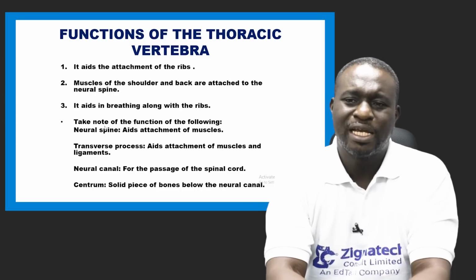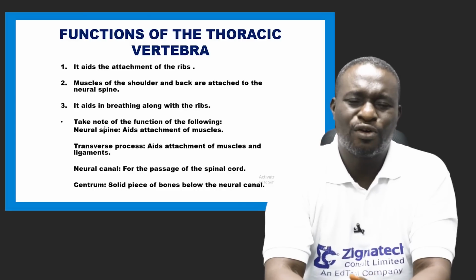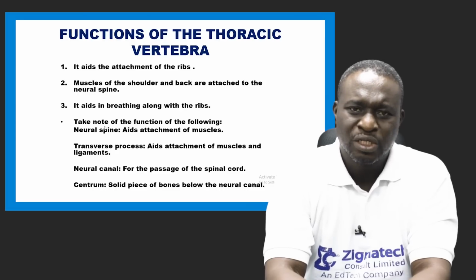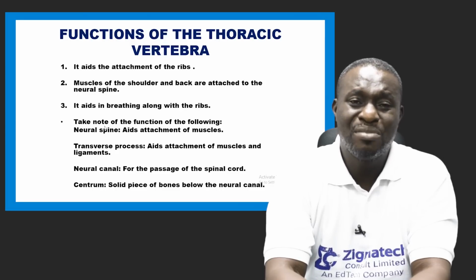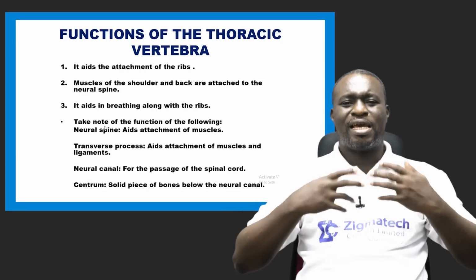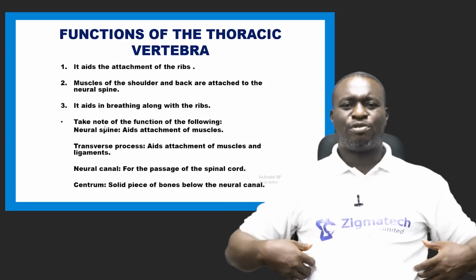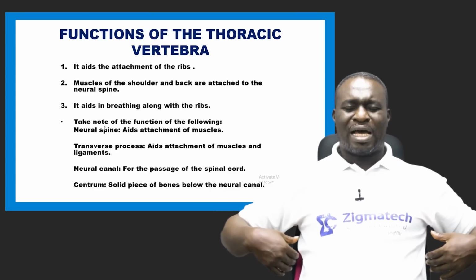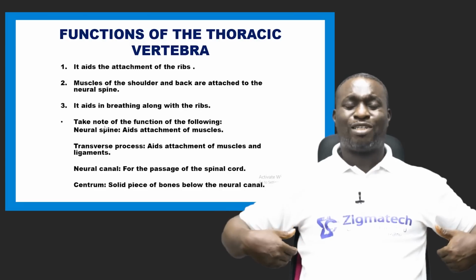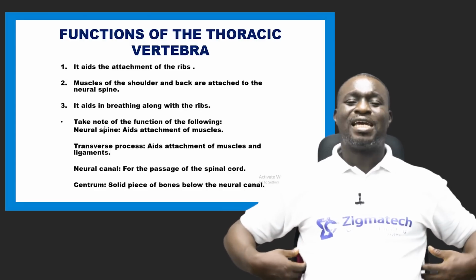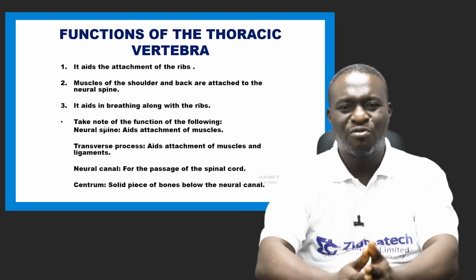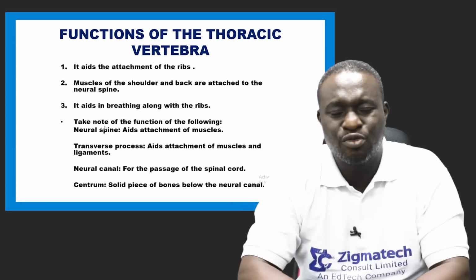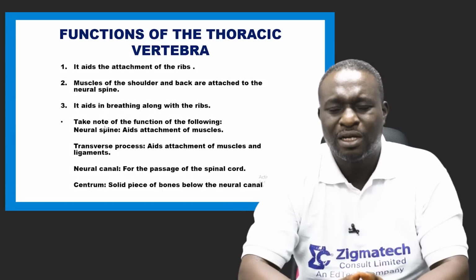Then number three is that it aids in breathing alongside the ribs. While you're breathing in and out, the thoracic vertebra plays a major role. Remember, when you're breathing in, the ribs move upward and outward. As they move upward and outward, the thoracic vertebra is also involved in the movement. So it helps the ribs to achieve that movement.